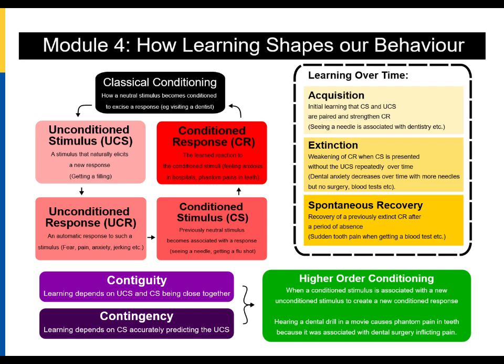So learning depends on the UCS and CS being close together in time for contiguity, and the learning depends on the CS accurately predicting the UCS for the contingency, so you get that reinforcement.